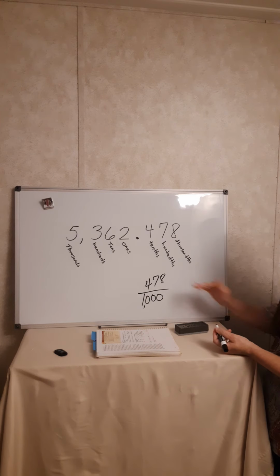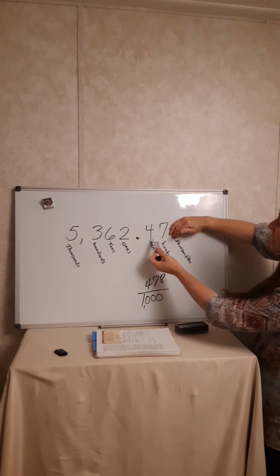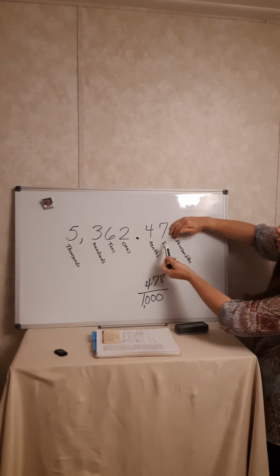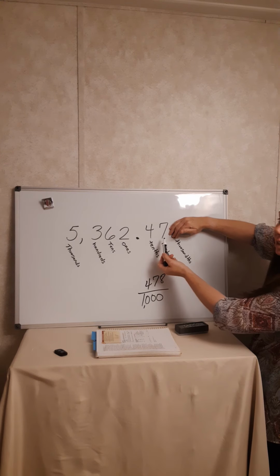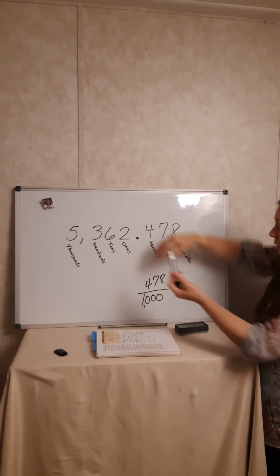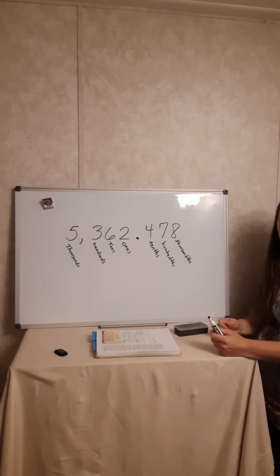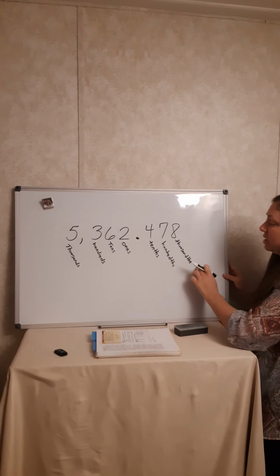Okay, 478 thousandths. 478 of 1,000. Or here, 47 hundredths would be 47 out of 100. Or 4 tenths, 4 out of 10. All right, the pieces get smaller. This is something I want to help you guys understand, because here you've got tenths, hundredths, thousandths.